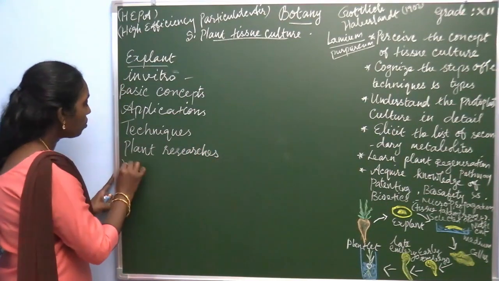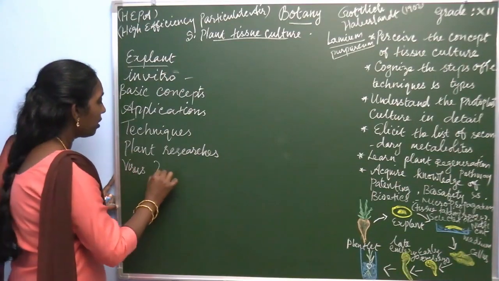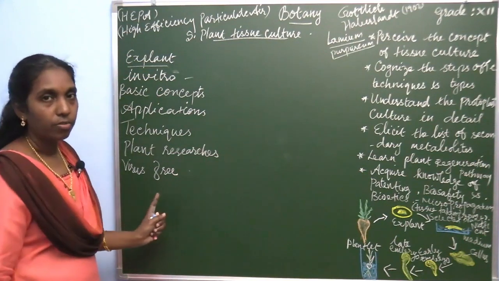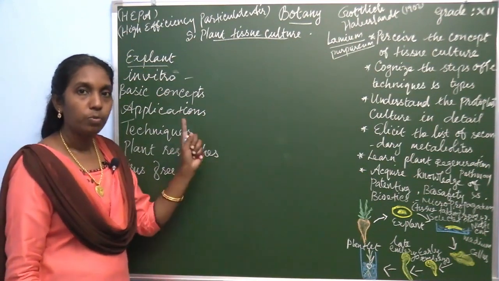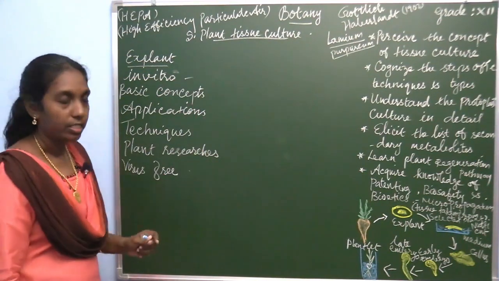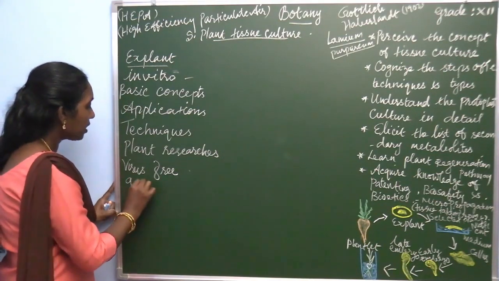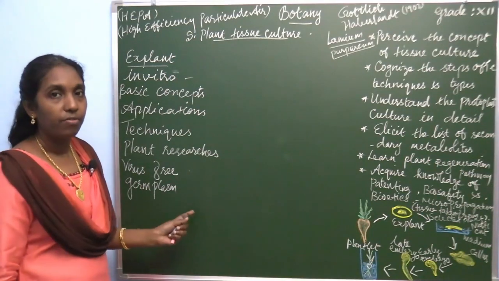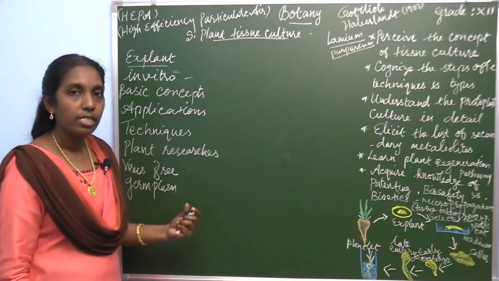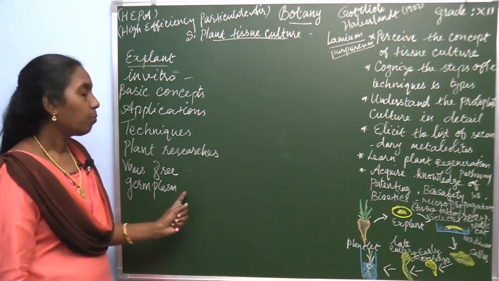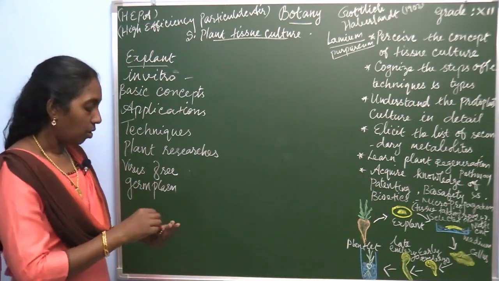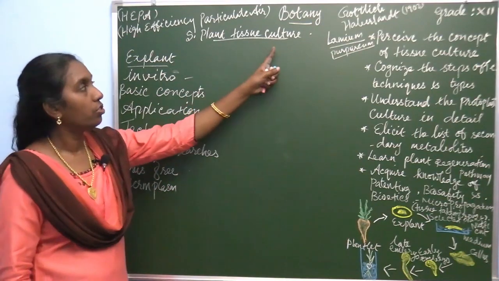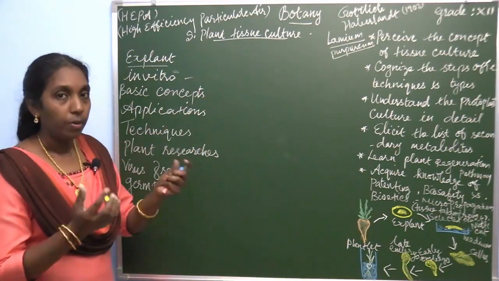and it's used for virus free germplasm, virus free plants. Virus free plants can be produced by this technique, plant tissue culture. In germplasm culture, germplasm is the single living cell. From a living cell, a single cell, it is produced as an entire organism. Here protoplast, plant tissue culture, protoplast culture.